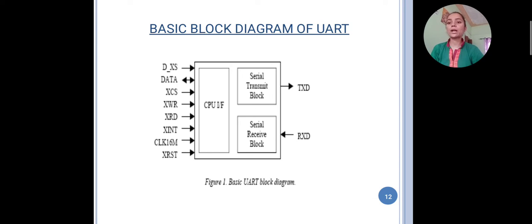This is the block diagram of UART. Here are some input and output ports of the UART, and on the other side there is a serial transmit block and a serial receive block, where the transmission and receiving of the signal is done.